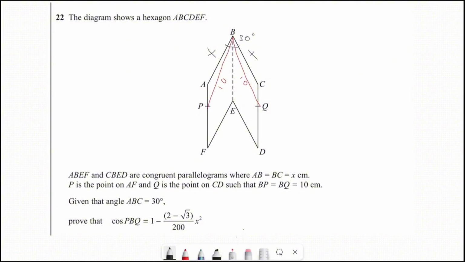Okay, and then the question is telling us to prove that cos PBQ is equal to this weird expression here. So cos PBQ is this angle there that we're trying to find. So how are we going to go about doing this? The first thing that I recommend is drawing a line from A to C and also from P to Q. Now hopefully you should start to see 2 triangles. We've got the black triangle, ABC, and we've also got the red triangle, PBQ.